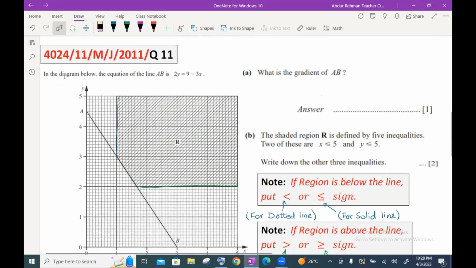In this question, the diagram is given here. In the diagram below, the equation of the line AB is 2y equals 9 minus 3x. The equation of line AB is given here. The first step is you have to find the gradient of line AB. We can find the gradient of line AB with two approaches. Either we can find the gradient of this line from the equation. So the equation is 2y equals 9 minus 3x.